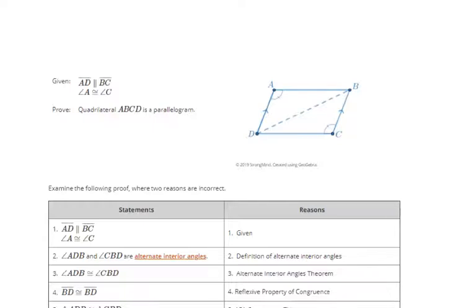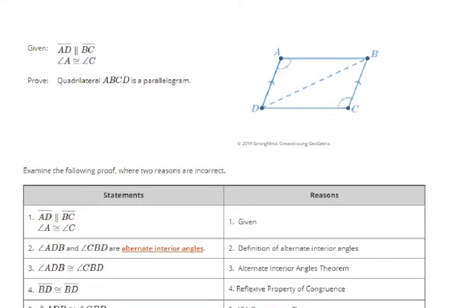So we are supposed to prove that this is a quadrilateral. It tells us that AD is parallel to BC, and that angle A is congruent to angle C. So then they go here. So angle ADB, and I have to mark these. So I'm going to mark this with purple. ADB, that angle, is congruent to angle CBD.